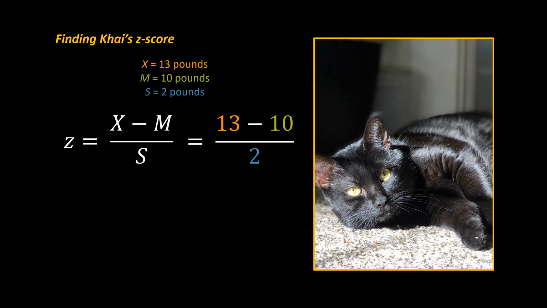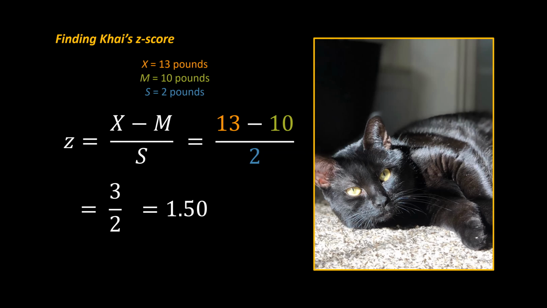The best thing to do here is to simplify your numerator first. So we're going to do 13 minus 10, and we should get 3. It is totally possible, as we have learned, for a z-score to be negative. So it is totally possible to have a negative value for your numerator when you're calculating a z-score. Okay, so we did 13 minus 10, which is 3, divided by 2. And then you just plug that into your calculator. 3 divided by 2 is 1.50.